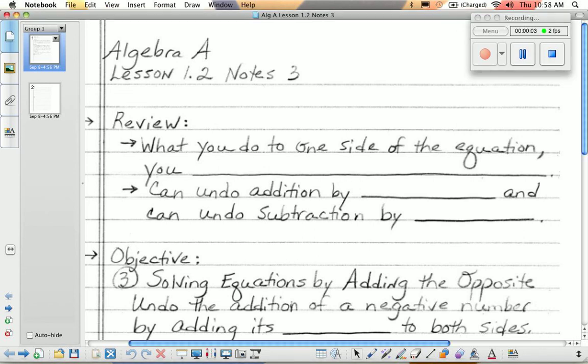Okay, so today we're going to start out by doing a little review. So let's review. What you do to one side of the equation, you do to the other side. Fill that in your notes, please. This is review. Every time we write something down, it lodges itself in our brain. What you do to one side of the equation, you do to the other side. It doesn't matter what you do, you just do the same thing on the other side.